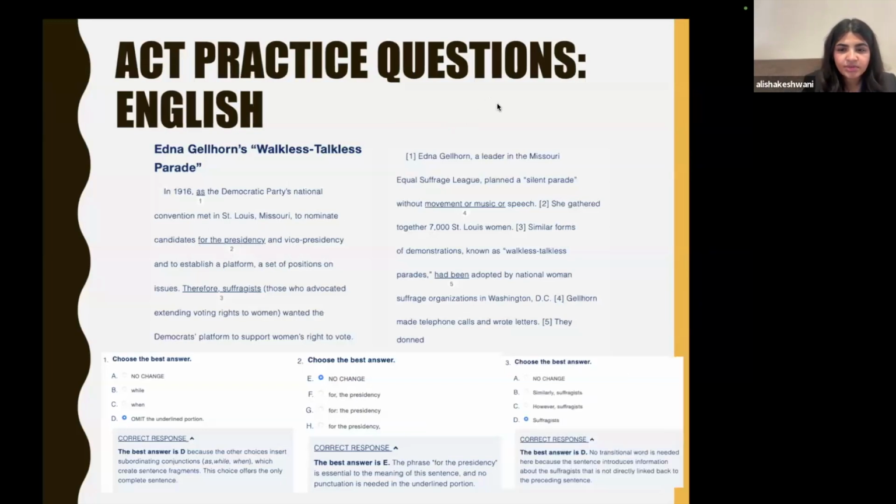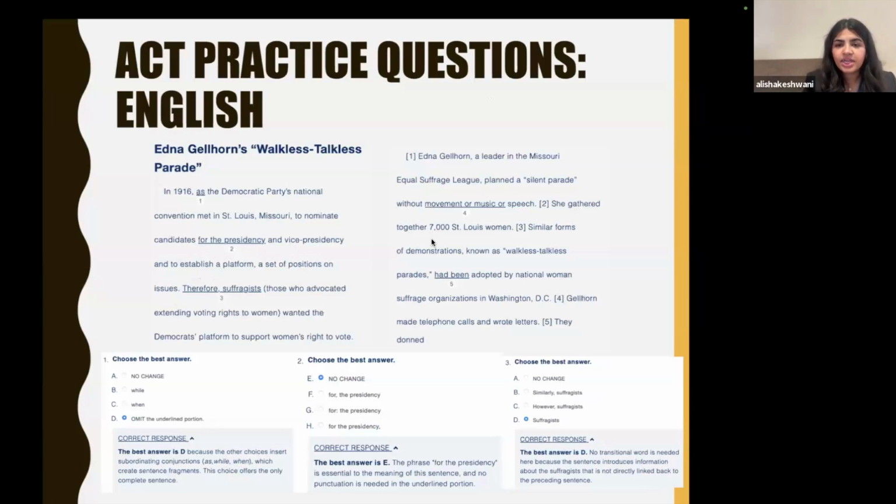Okay, so for number three, the correct answer is going to be D, which is suffragists. For this, you don't really need a transitional word. If you read the sentence before, it explains what the National Convention is and the purpose of it. So the fact that the next sentence is just talking about who suffragists are means you don't really need a transition word between the two, like "therefore."